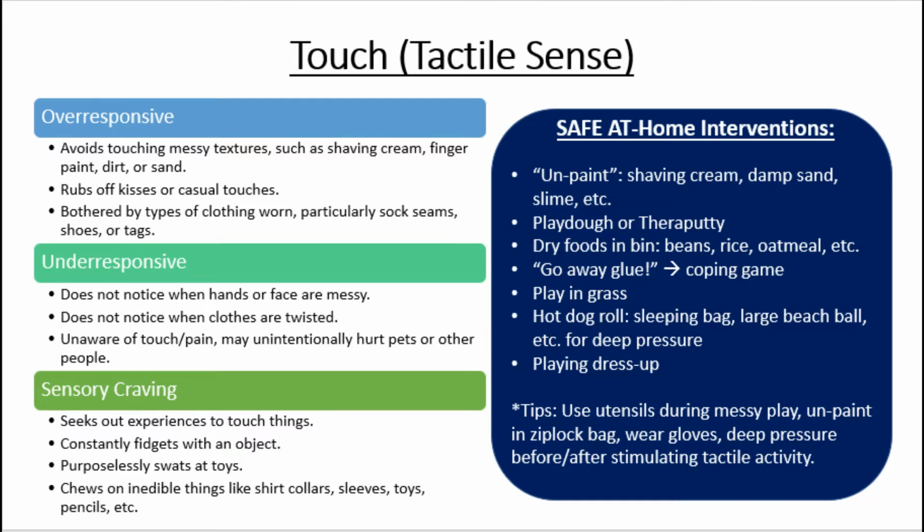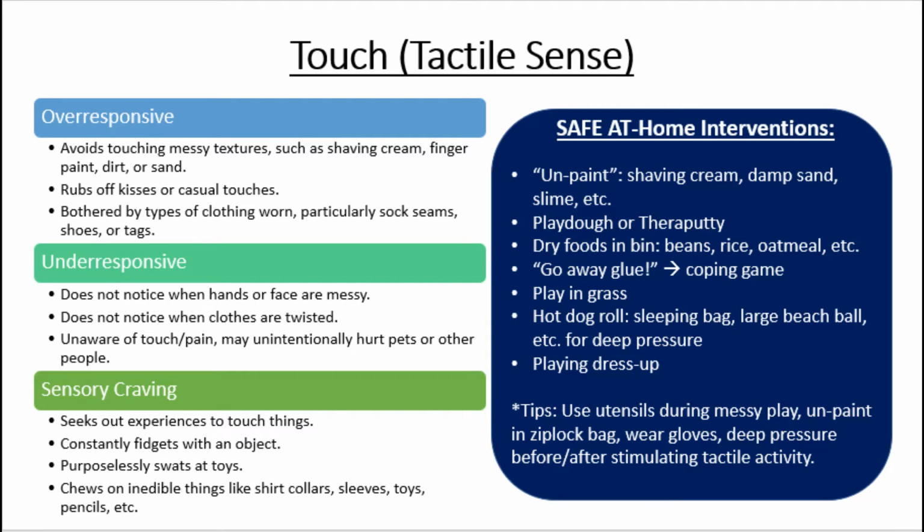For touch, or the tactile sense, an over-responsive kiddo may avoid touching messy textures such as shaving cream, finger paint, dirt, sand. They may also rub off kisses or casual touches, and they may be bothered by types of clothing worn, particularly sock seams, shoes, or tags.